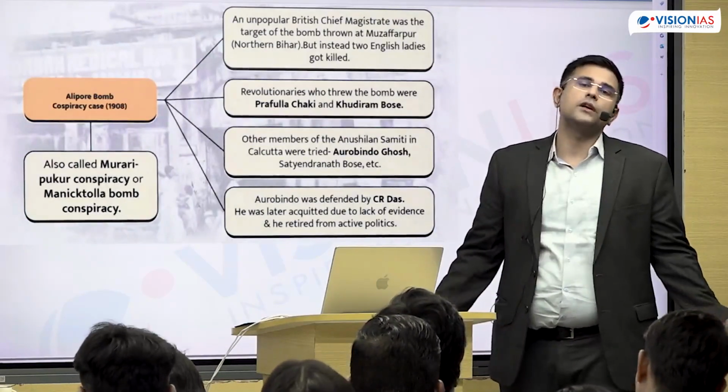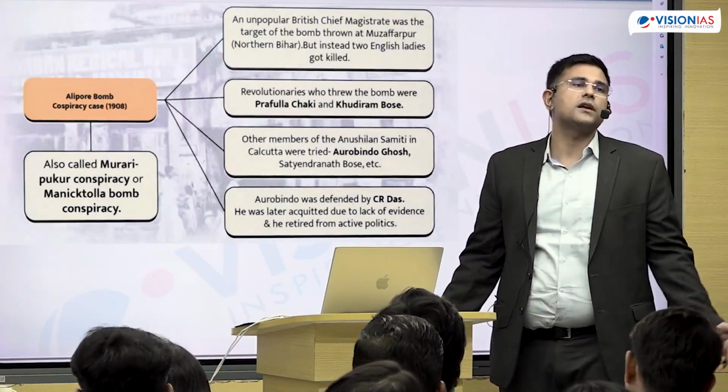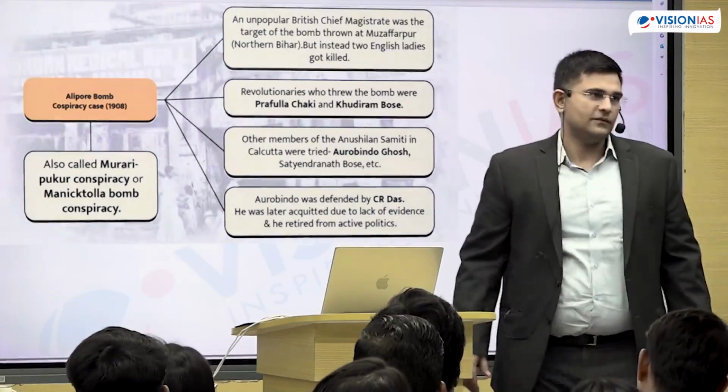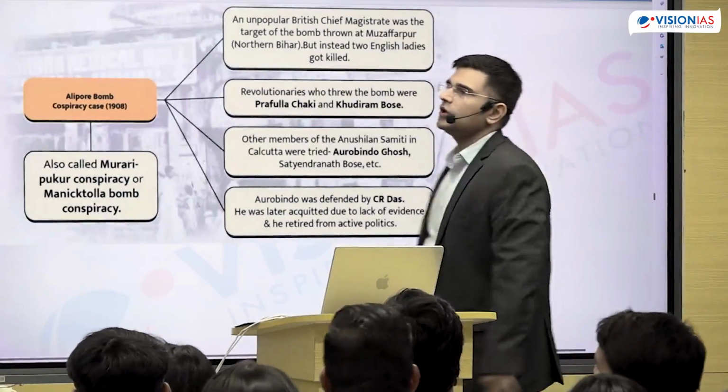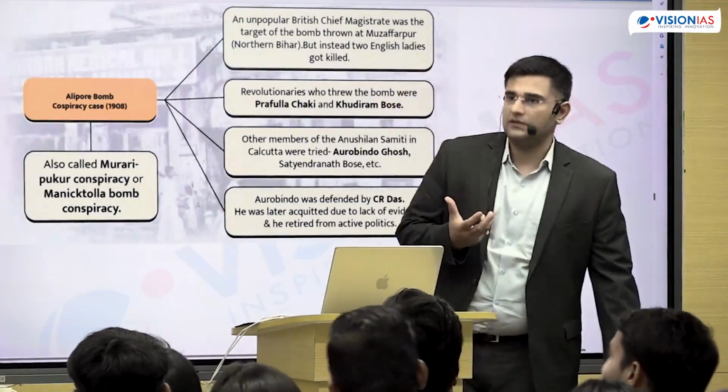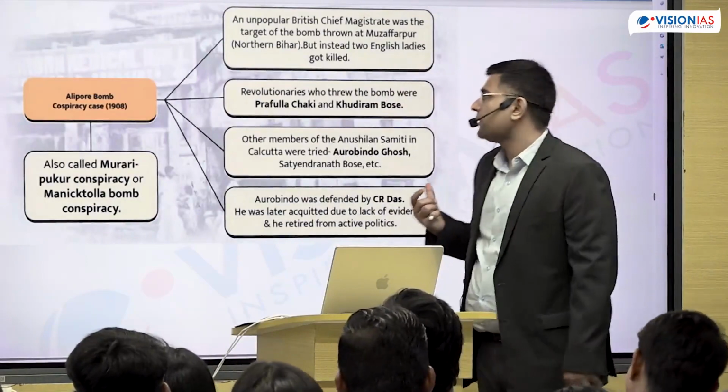They showed no remorse. Khudiram Bose showed no remorse. Right? When the judge asked who killed him, he said, "I killed." Right, it was also his plan. Right? Why? Because you should not appear to be in fear. Right? So that is the idea.